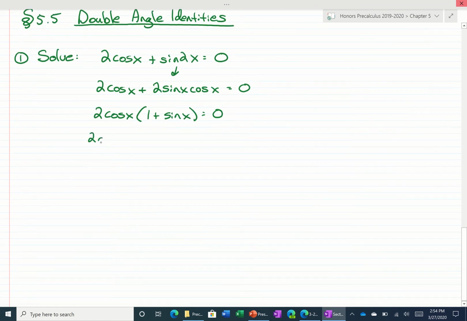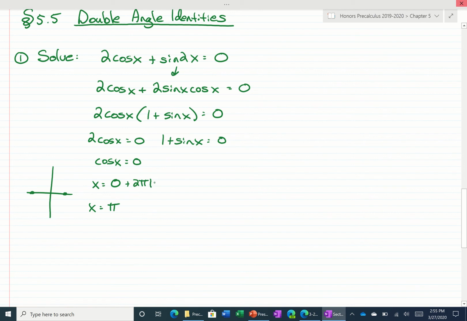At this point we set the factors equal to 0. So cosine of x would be 0, and that happens right here and right here. So x would be pi over 2 radians, and x would be 3 pi over 2 radians. And if there's no restriction, we always add the period.